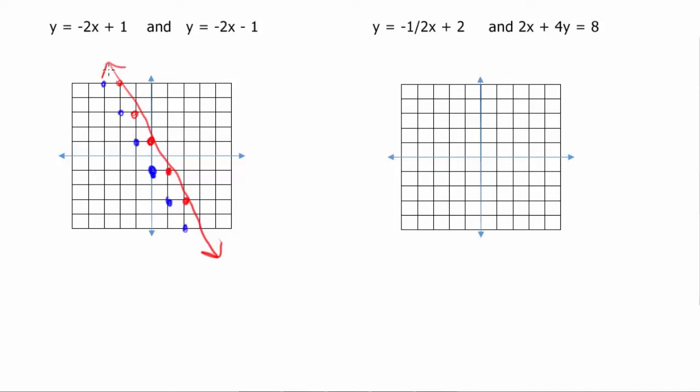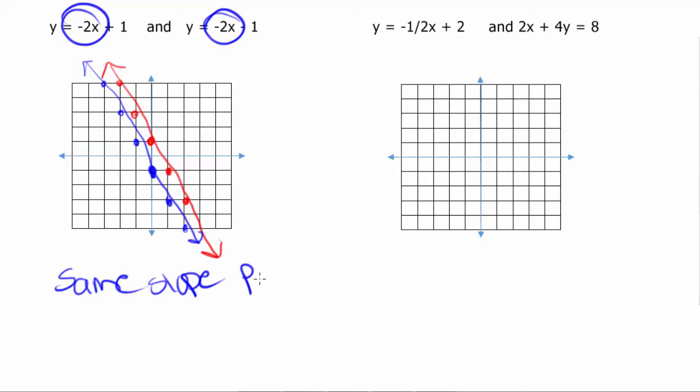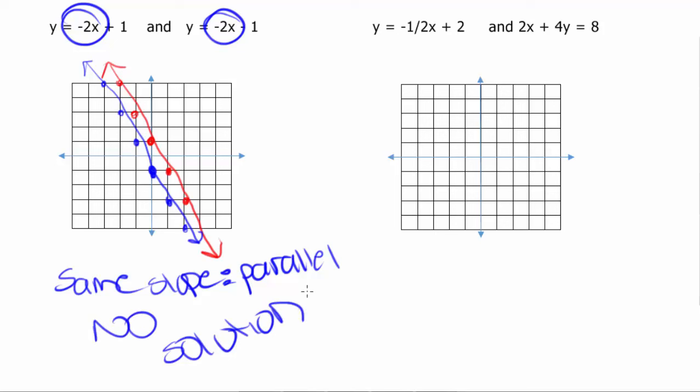Are they ever going to cross? If these were straight, these are never going to cross, and we know that because they're parallel. Our slopes are the same. Remember, same slope, parallel. That means they're never going to cross, which means there's no solution, and you would need to write no solution. Sometimes there's just not going to be a solution at all because they'll never cross because they're parallel.